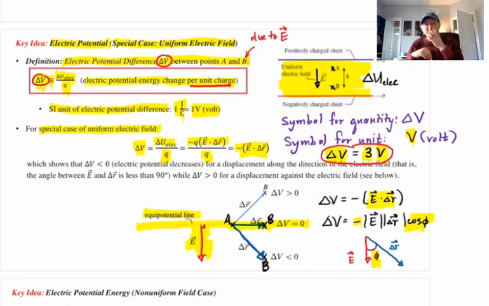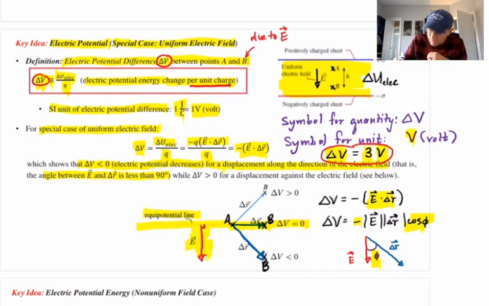Okay? Note that going down is basically going with the field. Right? So we can say, for a displacement along the direction of the electric field, even if it's at a little bit of an angle, such that the angle between the E and the delta R is less than 90, will result in a delta V that is negative. There's an electric potential difference.